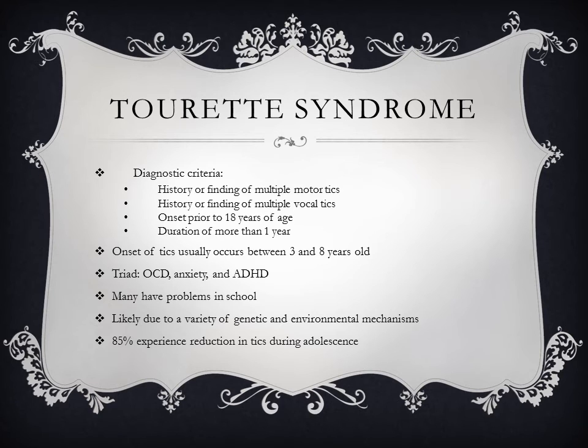For most people, the tics start between about 3 and 8 years of age, and a lot of these kids will also have OCD symptoms, anxiety symptoms, and ADHD symptoms, but that's not mandatory for the diagnosis. Many of them have trouble in school, and it's likely due to a variety of genetic and environmental mechanisms. And the good news is that 85% will experience a reduction in their tics during adolescence.